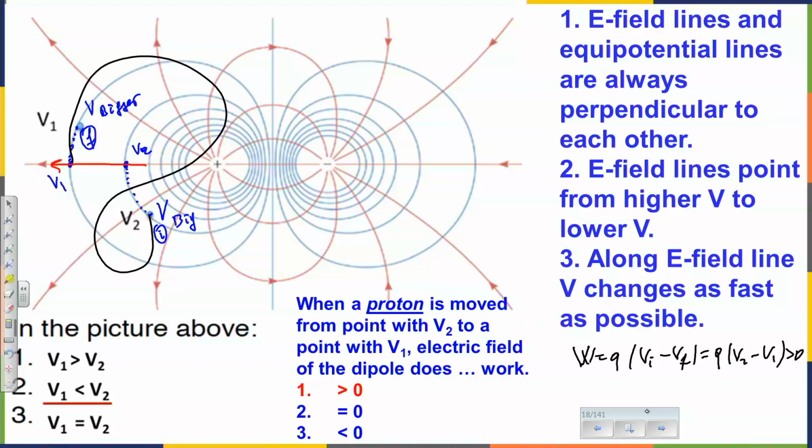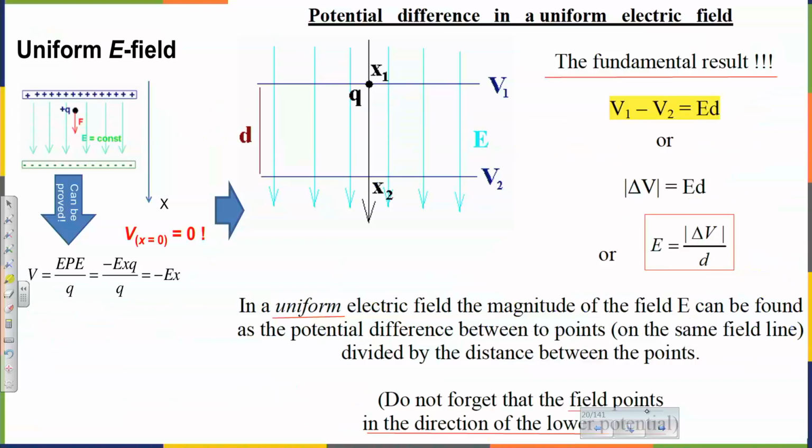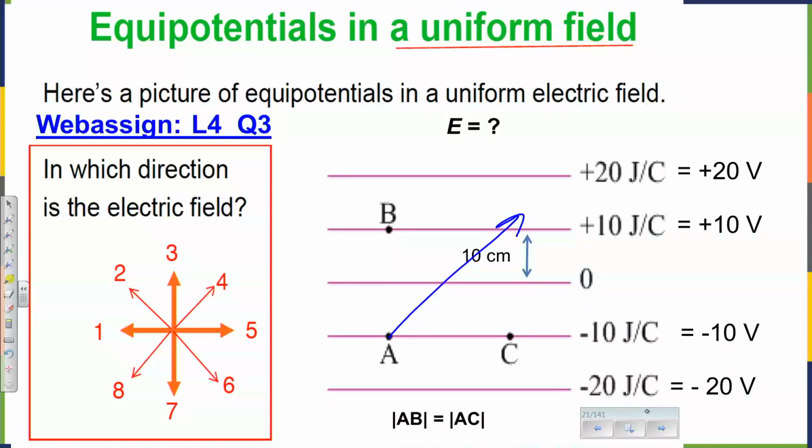So, rules. Equipotential lines and electric field lines must be perpendicular to each other. An electric field points from a higher potential to a lower potential. So, do you still agree with this arrow? If you disagree, you have to say out loud the reason. What part of a rule is broken?